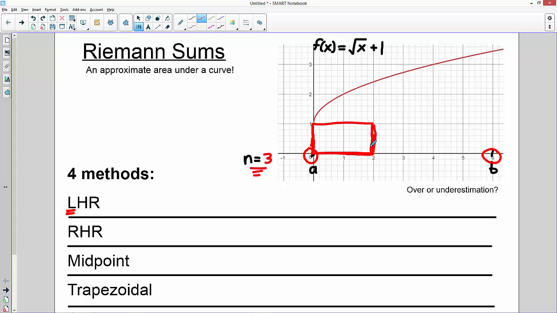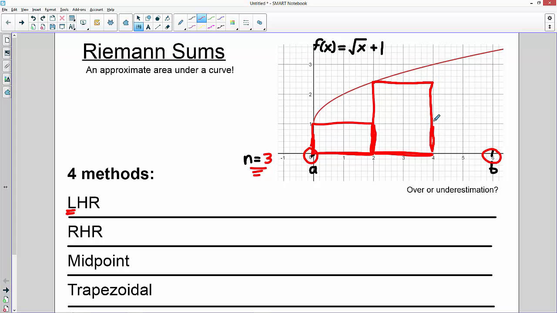That was my first rectangle. I make my second rectangle, which is going to be from here to here, right? There's the base of the rectangle. But I'm going to go up the left side because it's the left-hand rule. So I go up the left side until I hit the function. I stop, and I go straight across, and then I come down the right side.